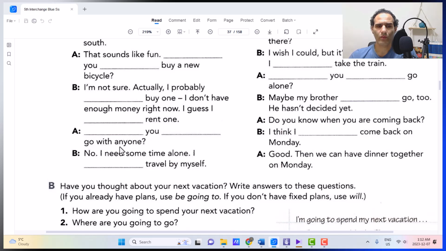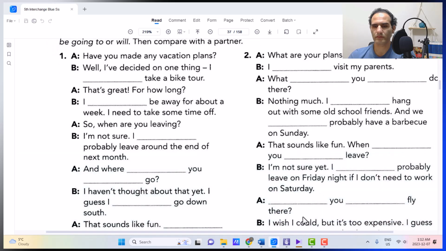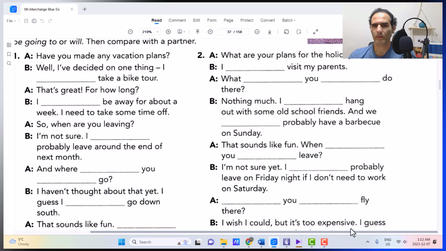Are you gonna go in with anyone? No, I need some time alone. I'm gonna travel by myself. So the person has decided on not to go by others. And number two here. Yes.